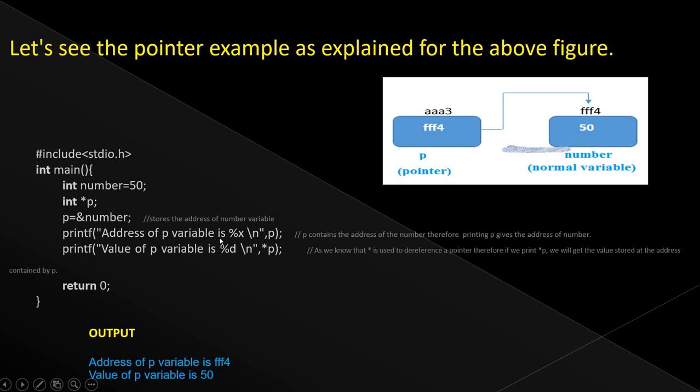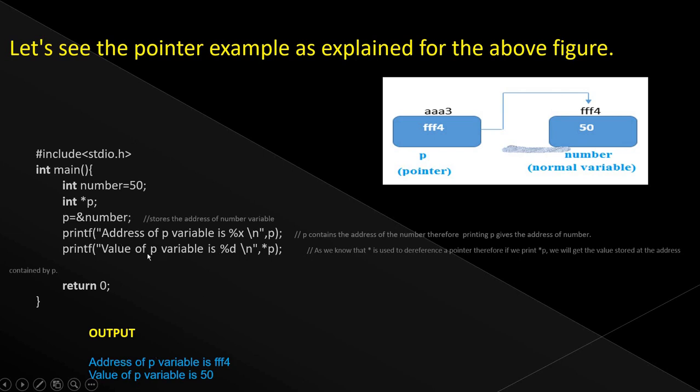printf("Address of p variable is %x", p). Here p contains the address of the number, therefore printing p gives the address of the number. Now, printf("Value of p variable is %d", *p). As we know, asterisk is used to dereference a pointer. Therefore, if we print *p, we will get the value stored at the address contained by p. Now return 0.